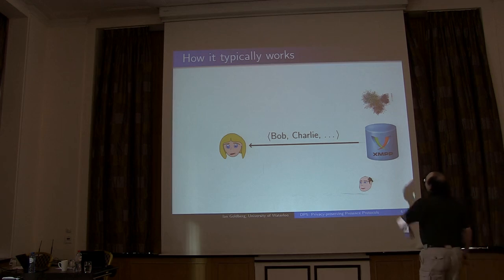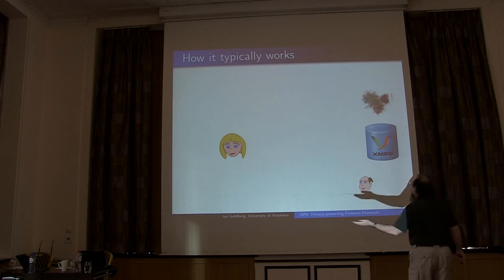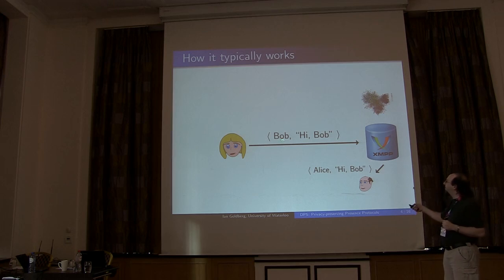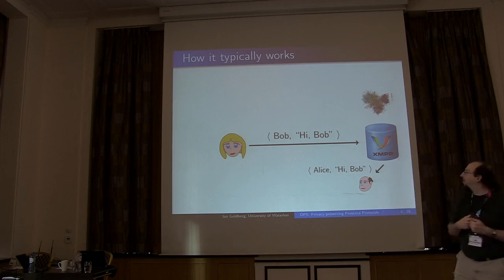Then, when Alice wants to send Bob a message, Alice typically will send the message to the XMPP server. Just tell the XMPP server, please tell Bob, "hi Bob." And then the XMPP server sends a message to Bob saying, Alice said, "hi Bob." So that's how these things typically work.